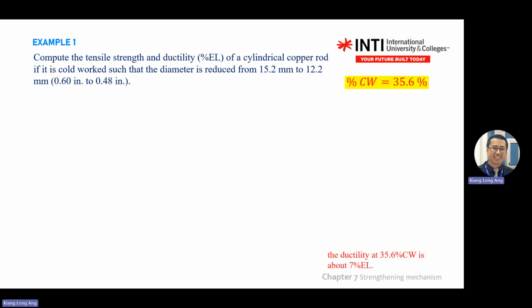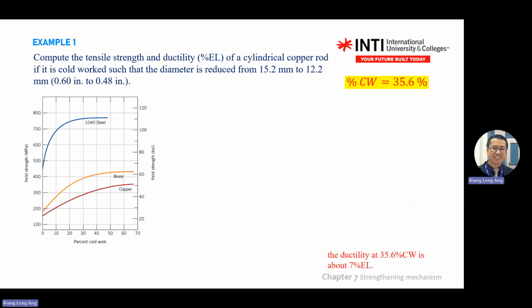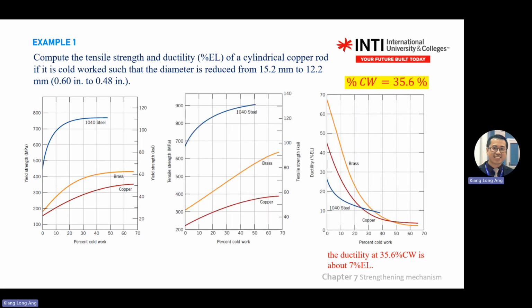So we go back to the curve. You will see the appendix graph in the chapter 7 question. So you need to be smart enough to choose which curve to use.